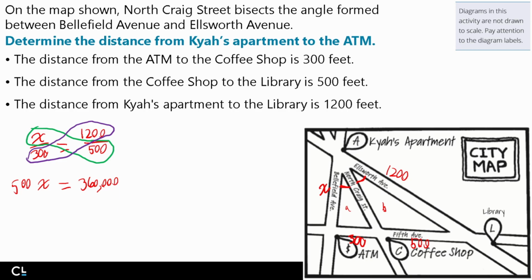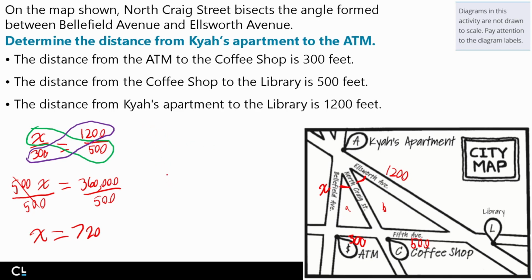And obviously, once again, we have 500 times x, so we have to do the opposite, which is divide both sides by that 500. Cancels here. We get x equals, and then we just go to our calculator and do 360,000 divided by 500. We get 720. But what does this 720 actually mean? That's the distance from Kaya's apartment to the ATM.